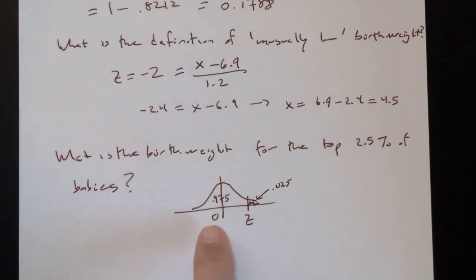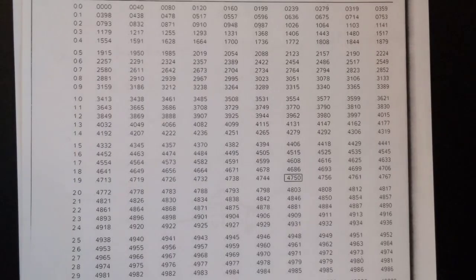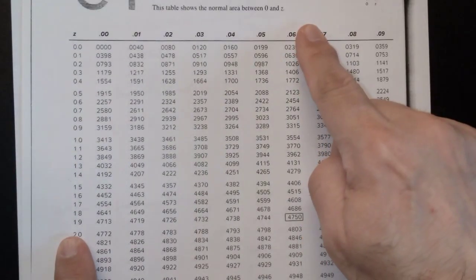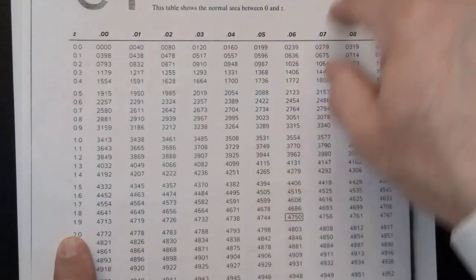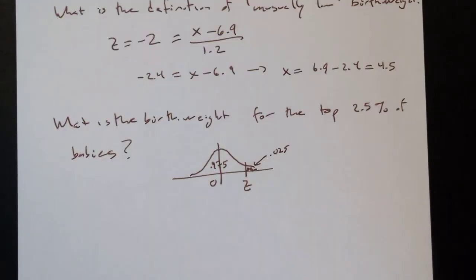0.475, because I take away a half. The left side is 0.5. Please notice, there's a box around the number 0.475, that's how often this shows up. And it goes with the number 1.96. That's our z value. The z value in this question is 1.96.